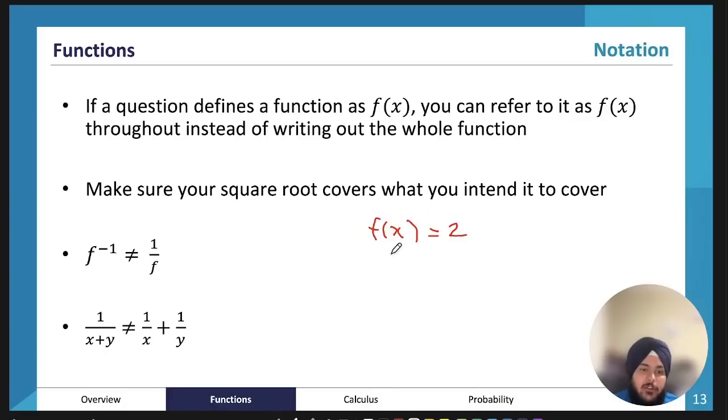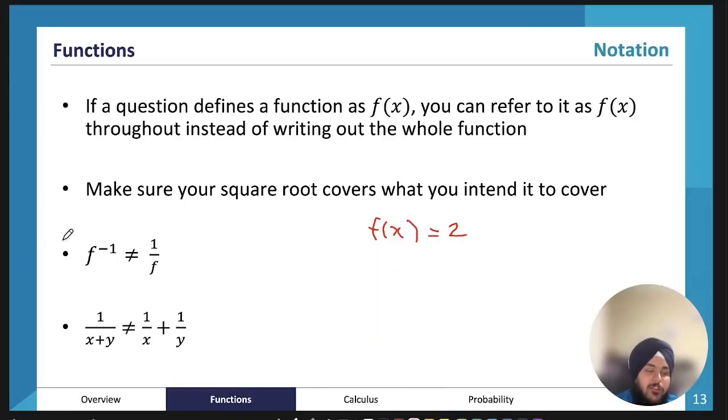You don't have to write, if the function is like sine x, you don't have to write sine x is equal to 2 every single time. I mean, for sine x, it's a small function, doesn't really matter, but if you have a really long function, especially with fractions and stuff, then it gets a little bit more complicated. So try to use f of x if you've already defined it.